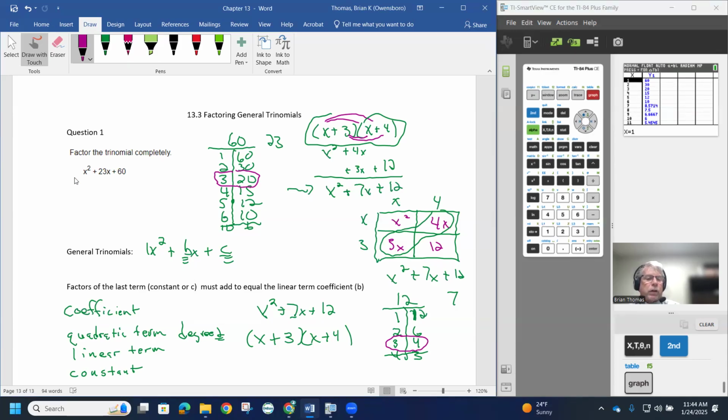So what I can do is set up two sets of parentheses here. The only way you get the x squared is x times x. And then what I put here are the factors of the last term, the 3 and the 20. It doesn't matter what order you put those in. You could put the 20 and 3 together as well. So that would be the factorization of a general trinomial, using this strategy.